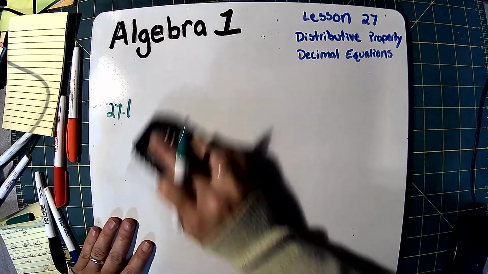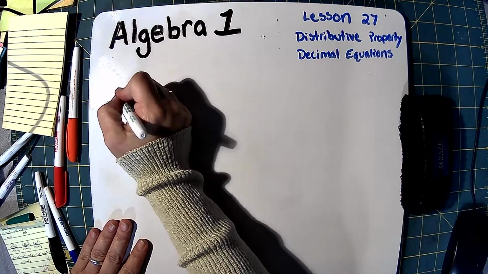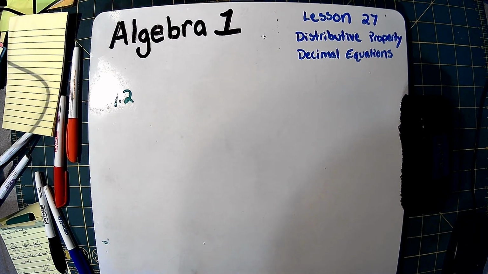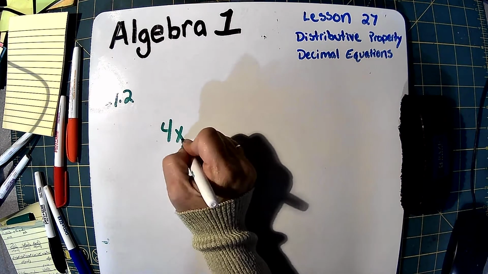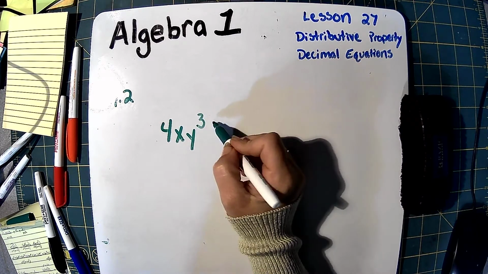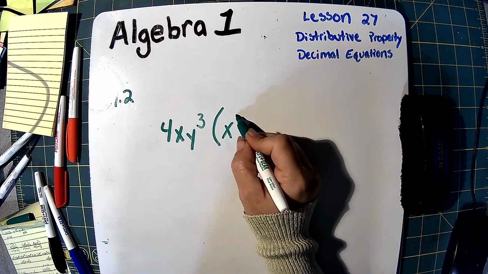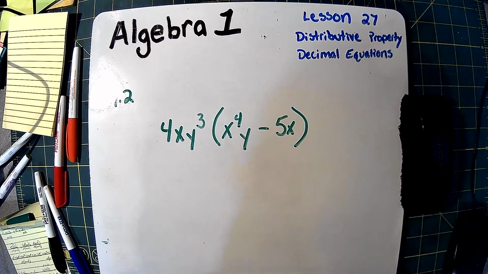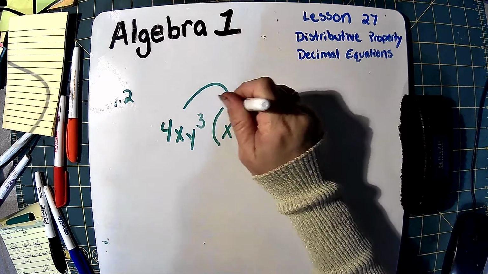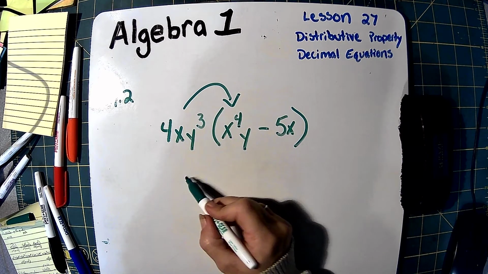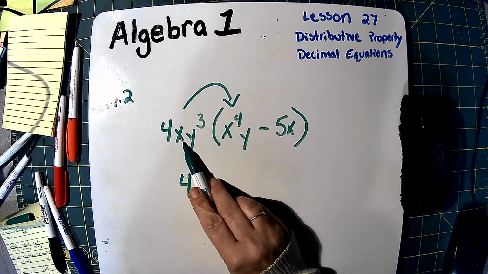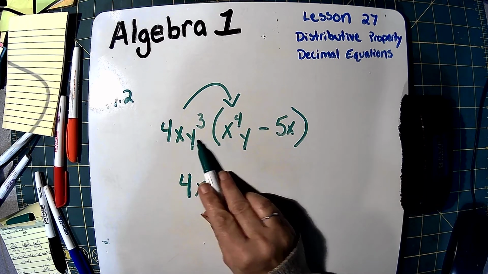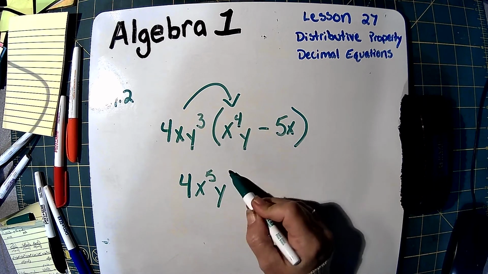Okay, 27.2 says use the distributive property to expand. Okay, so that means we're going to do 4x y to the third, and we're going to multiply that times x to the fourth y minus 5x. Okay, so first we're going to go here, and we don't have any numbers, so we're just going to bring down our 4. X's, we have 1 there and 4 there, so that's going to make 5. Y's, we have 3 there and 1 more there, so that's going to make 4.